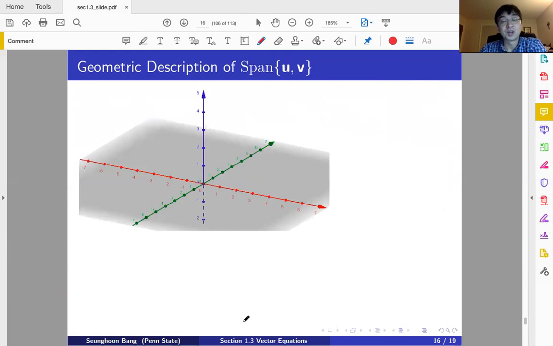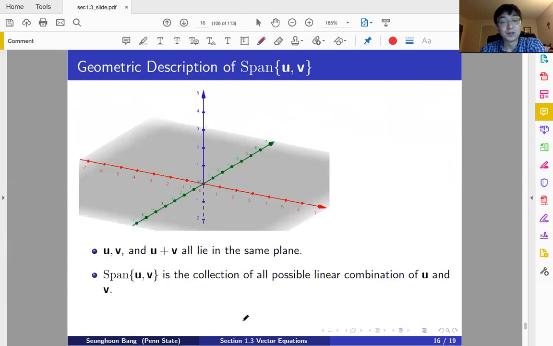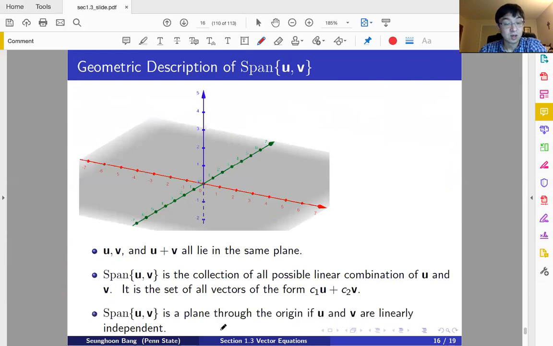The geometric description of span UV, so what's that? U, V, and U plus V all lie in the same plane. Span UV is the collection of all possible linear combinations of U and V. It is the set of all vectors of the form C1 times U plus C2 times V. The span UV is a plane through the origin if U and V are linearly independent.